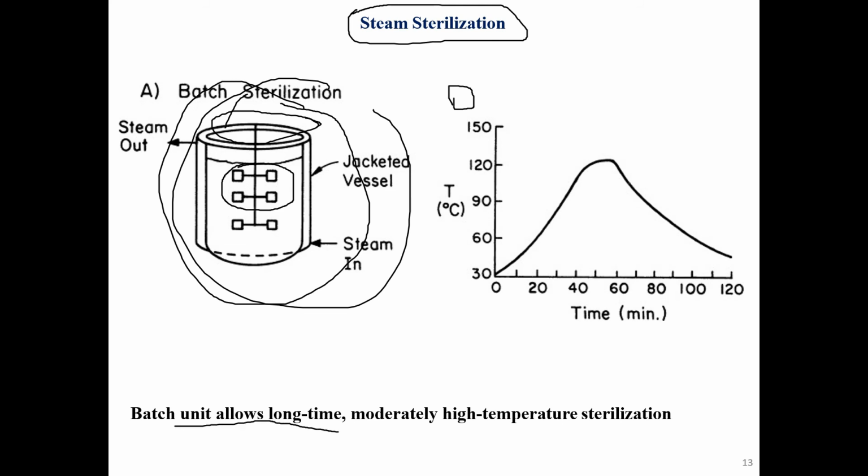So a batch unit allows long time, moderately high temperature sterilization, and definitely does the job. It's a long process, because reaching 121 degrees Celsius is not an easy step, and sometimes takes very long. It depends on the machine. Older machines take a very long time, and after reaching 121 degrees Celsius it takes about 10 minutes at 121 degrees Celsius to ensure sterilization.